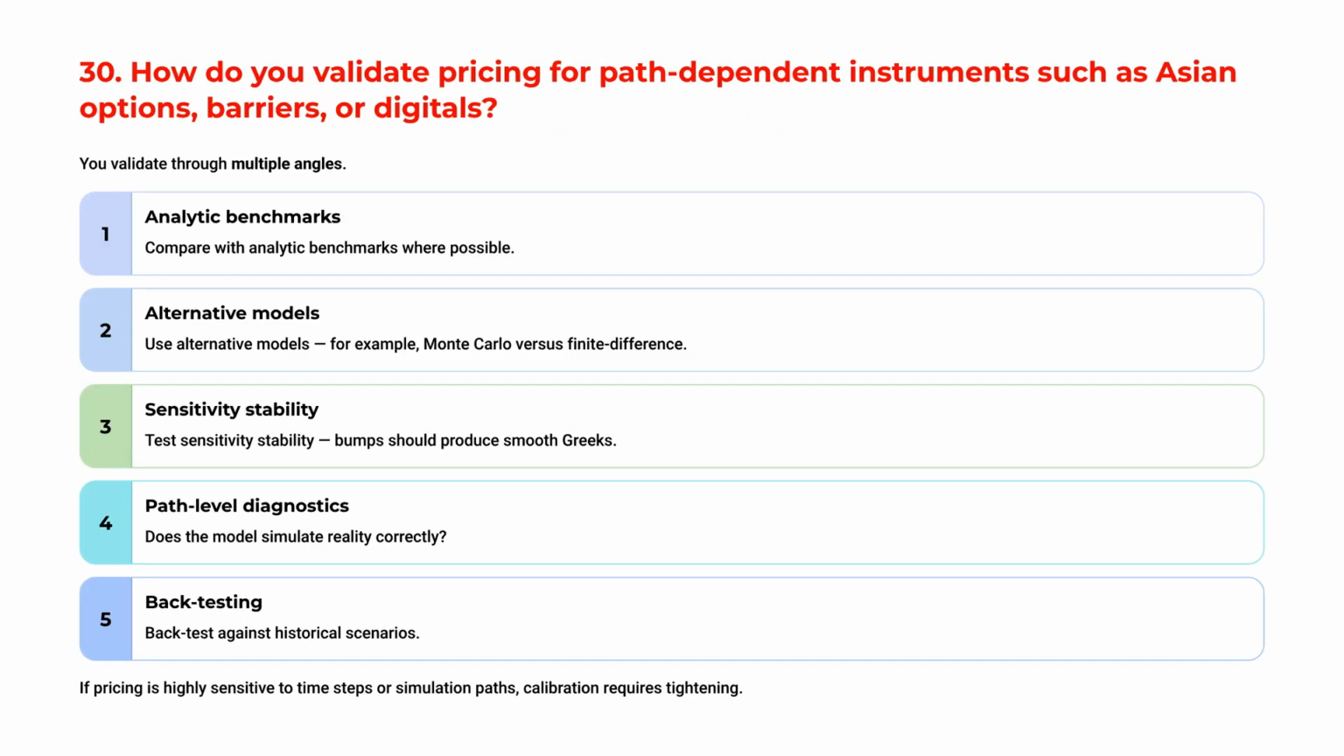How do you validate pricing for path-dependent instruments such as Asian options, barriers, or digitals? You validate through multiple angles. Compare with analytic benchmarks where possible. Use alternative models, for example, Monte Carlo versus finite difference. Test sensitivity stability. Bumps should produce smooth Greeks. Perform path-level diagnostics. Does the model simulate reality correctly? Backtest against historical scenarios. If pricing is highly sensitive to time steps or simulation paths, calibration requires tightening.